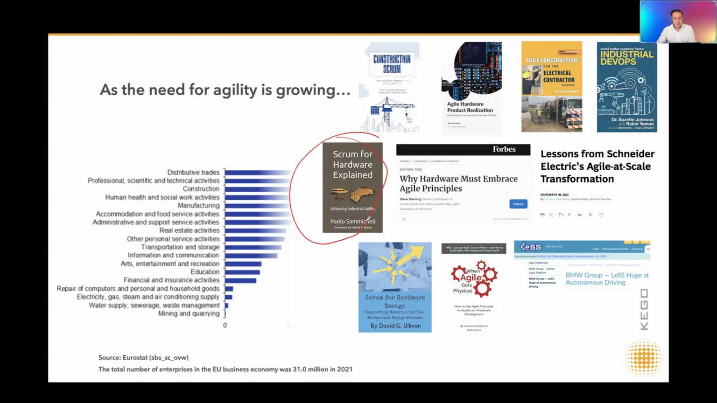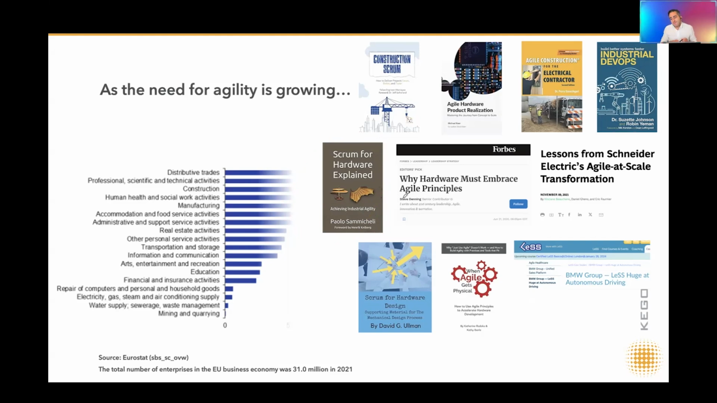Paolo Sammicheli wrote, I think this is already his second book, about how Scrum works for hardware, with all types of examples that he has also published on his website. So there's really a lot that is being shared on the web and in books about how Agile as we know it has been tweaked to benefit the world of physical product development.